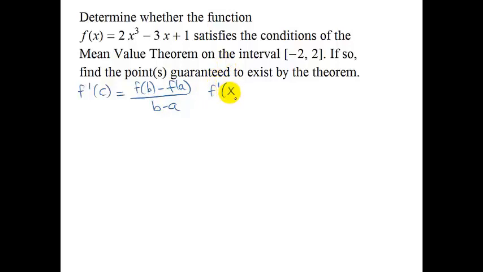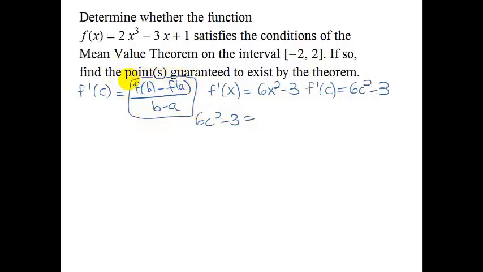Let's find the derivative of the function. That's going to be 6x squared minus 3. And if we evaluate that at c, we'd have 6c squared minus 3. So 6c squared minus 3 would need to equal, let's go ahead and compute the slope of the secant line that joins up the points -2 and 2.